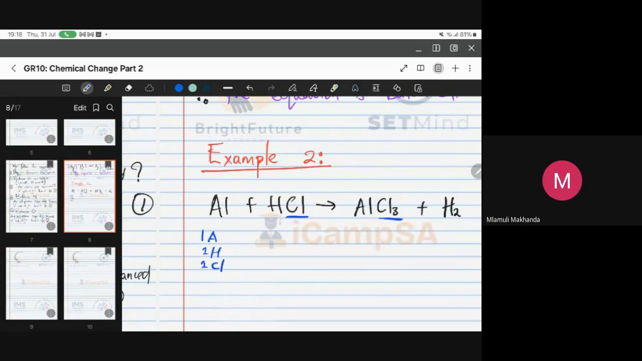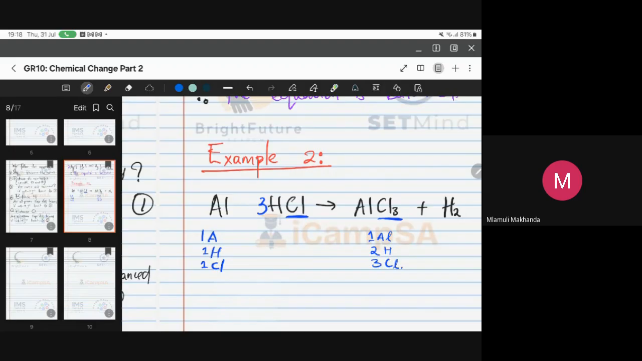1 Cl on this side. And here you have 1 Al. You have 2H. You have 3 Cl. So if you check, you have 3 chlorine atoms here, but 1 chlorine atom there. So what do we do to balance this? We simply add a 3 here.